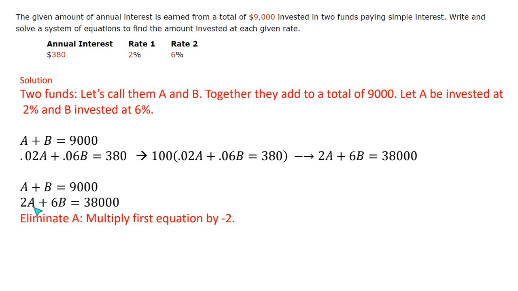So now I have my two equations. A plus b is 9,000. 2a plus 6b is 38,000. So we can eliminate, let's eliminate the a's.